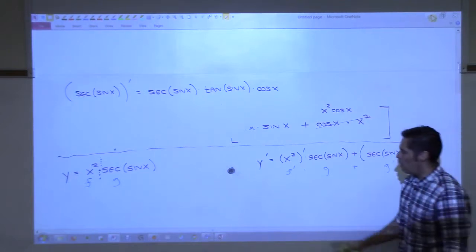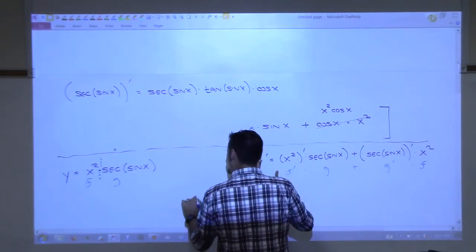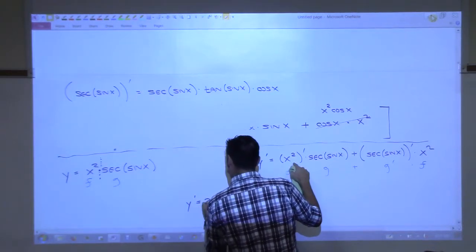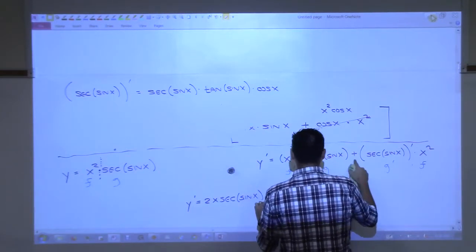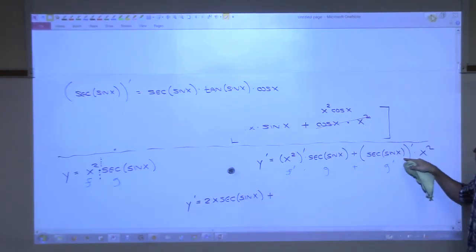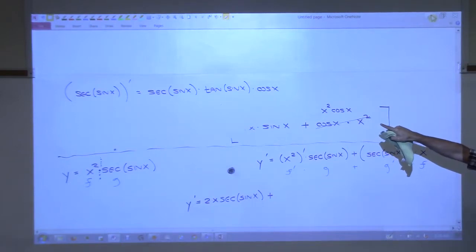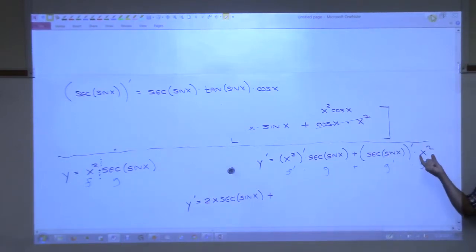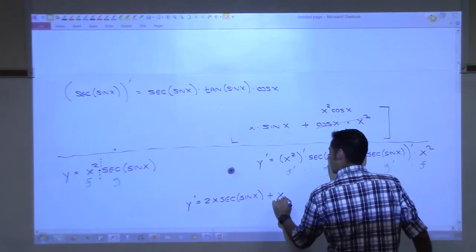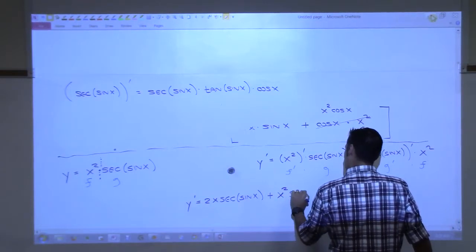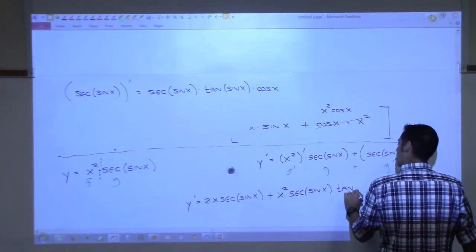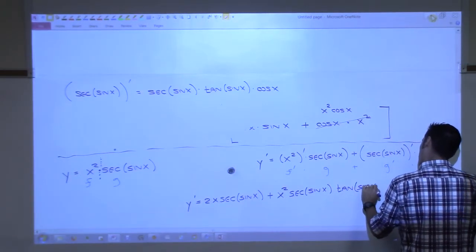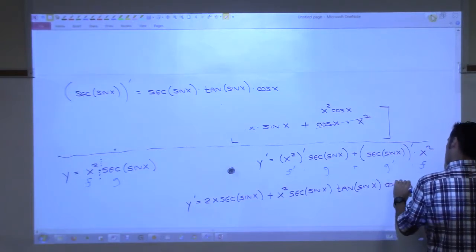All right, so I think I'm ready for y prime here, down here. Y prime should be derivative of x squared, which is 2x, times secant x sine x, then plus, and now the derivative of this, which I wrote up there, right, times x squared. I'm going to put the x squared in front. X squared secant of sine x tangent of sine x and then cosine x.